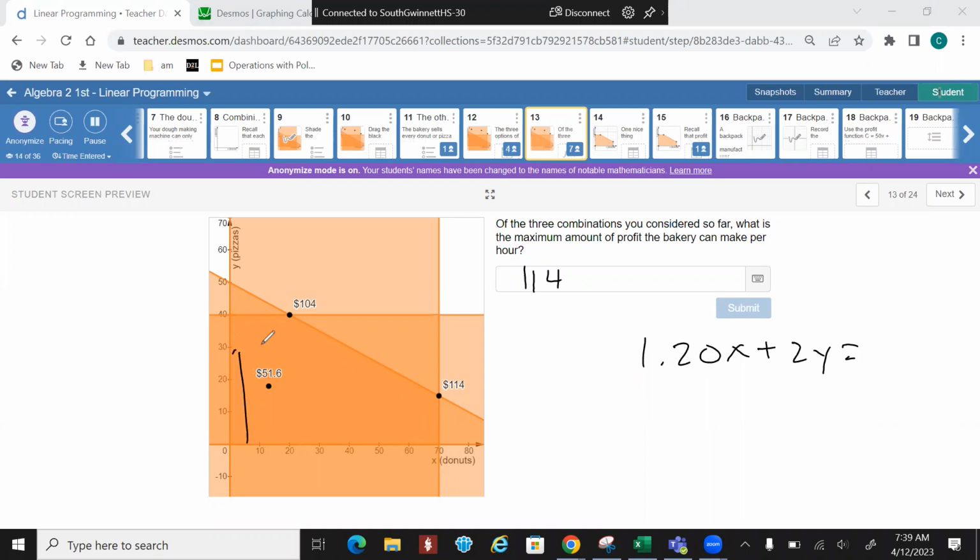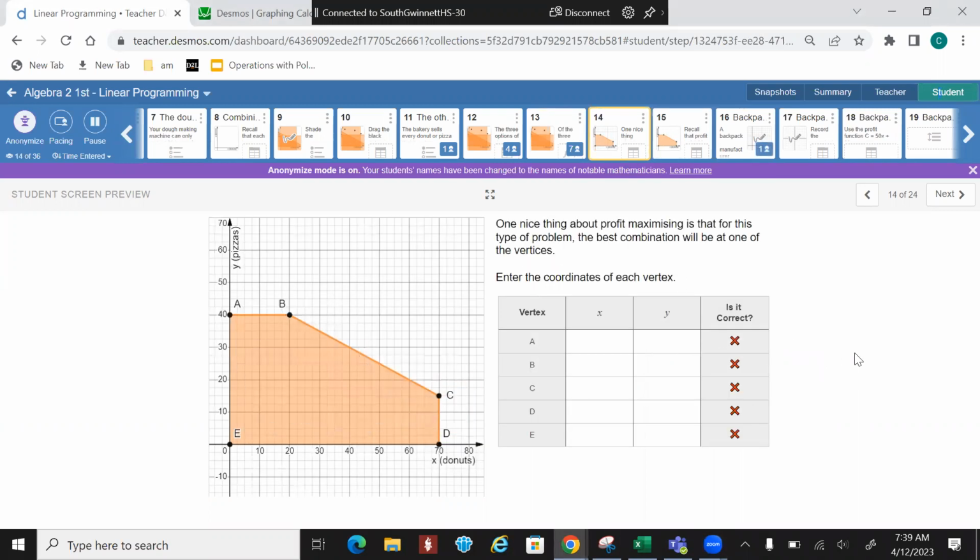If I plug in any of these numbers, I get roughly 50 to 80. If I plug in 70, 0, I think I get like 84 or so. If I plug in 20, 40, I get 104. If I plugged in 70, 15, that gives me 114. Do you see where it's crossing all these lines? Like this point right here, that's crossing all these lines, right? That's going to be real important in just a second. So 114 is the maximum amount of money that they can make in an hour.